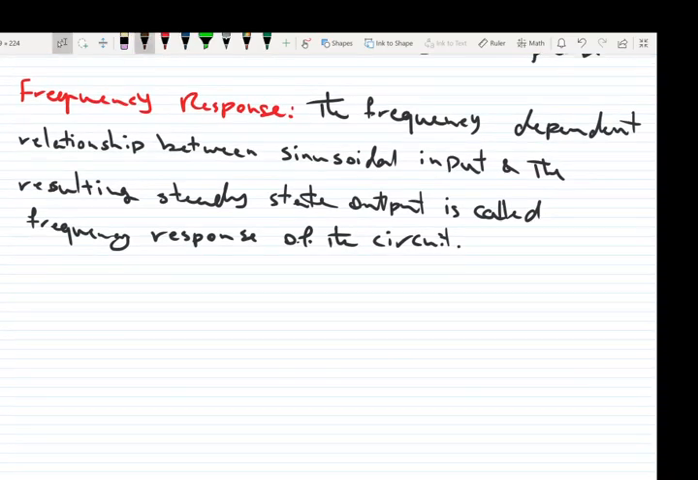Some more definitions in the filter. We have something called passband in the filters. What is passband? Passband is the range of frequencies with nearly constant gain. So at the output, a range of frequencies with nearly constant gain is called the passband.